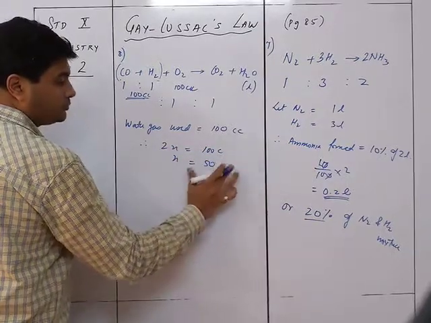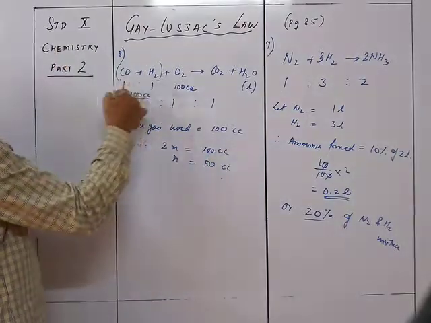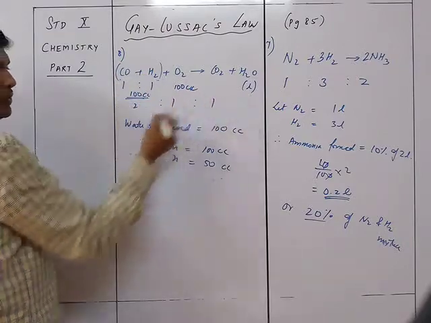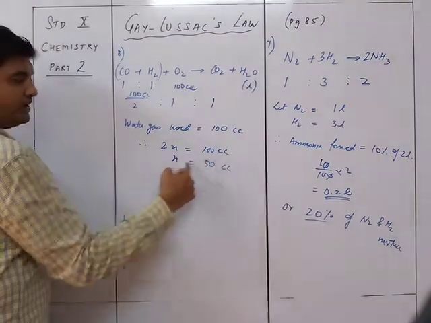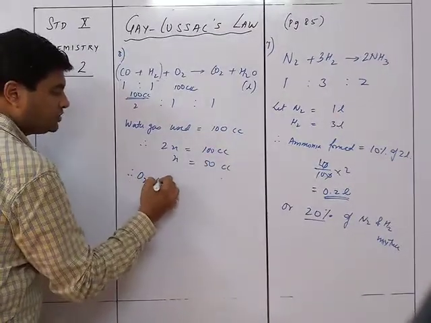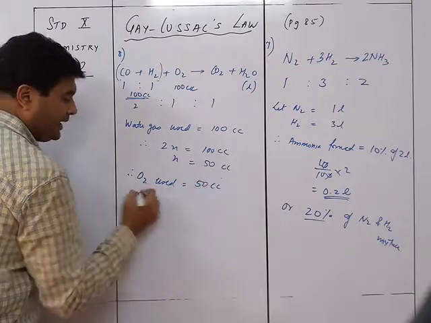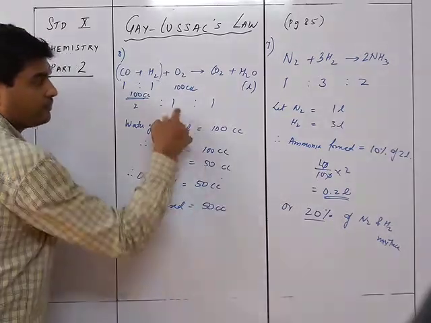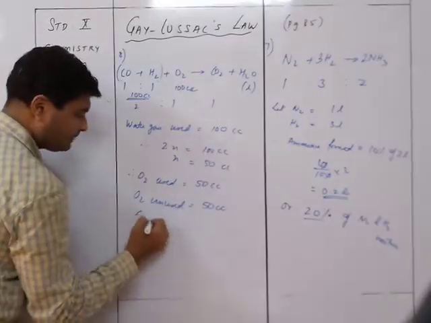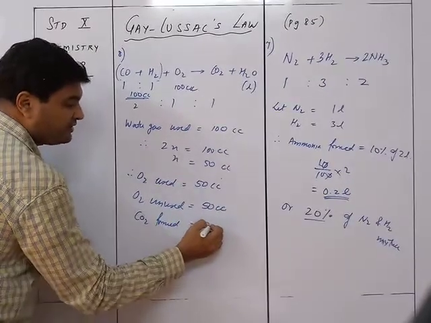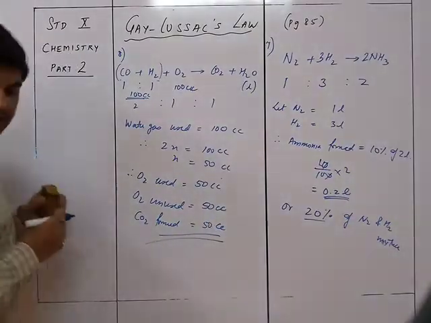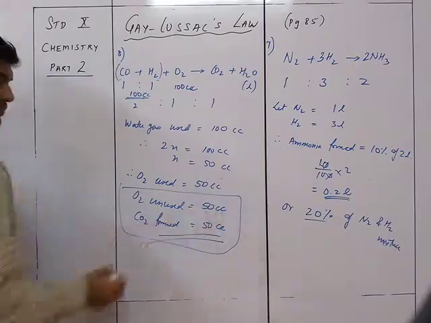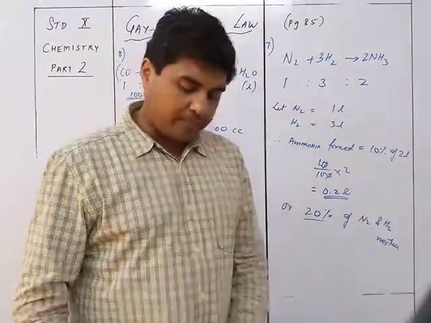Now, why is it so? This 1:1 is equal to 2. This is 1 and this is 1, and this combined thing is 2. So it is 2:1:1. That's why 2x is equal to 100, so x is equal to 50. Therefore, O2 used is equal to 50 cc and O2 unused is equal to 50 cc. And CO2 formed is also 50 cc. So the composition of the resultant mixture will be these two: O2 unused 50 cc and CO2 formed 50 cc.